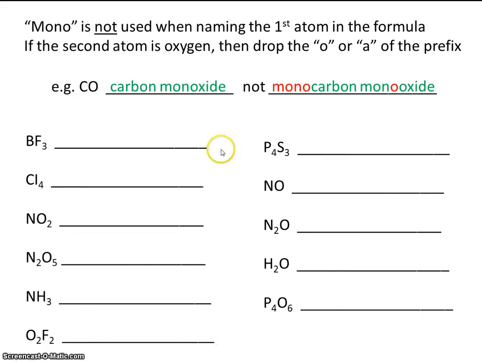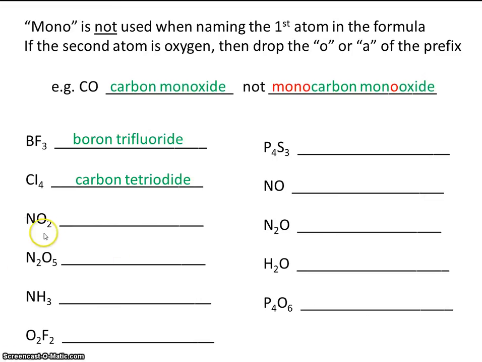These should go fairly quick. This is boron, and then we have 3 fluorines. So boron trifluoride. This is carbon and 4 iodines. So carbon tetraiodide. Why don't you pause the video now and practice the rest of them on your own, and then come back and see how you did.